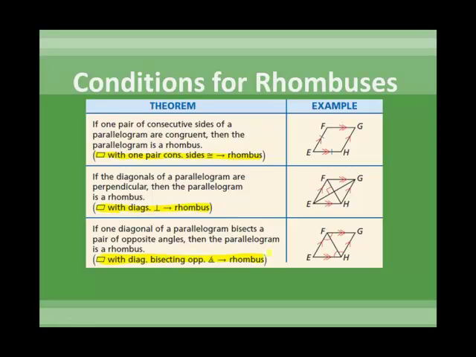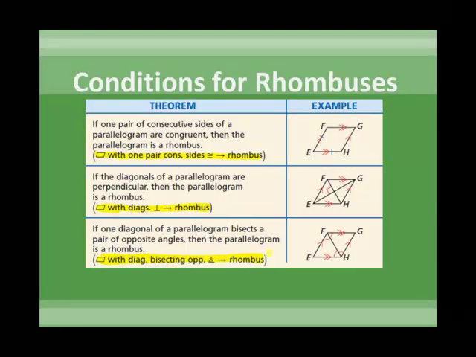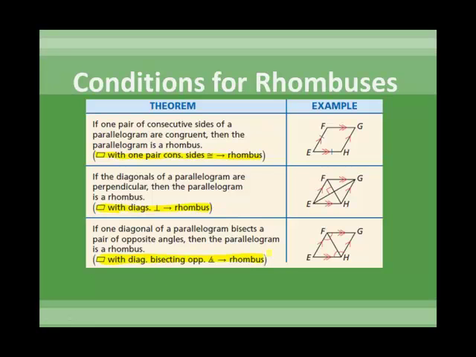And then the conditions for a square would have to be the conditions for a rectangle and the conditions for a rhombus, because a square is nothing more than a rhombus rectangle.